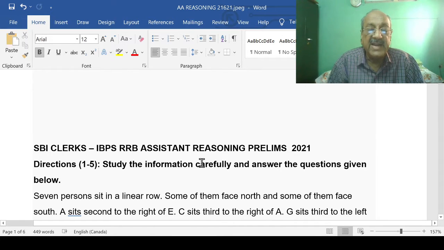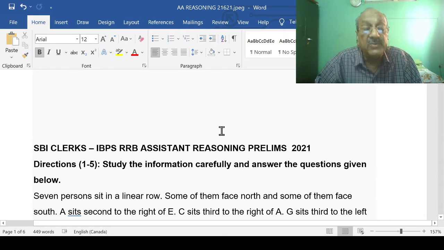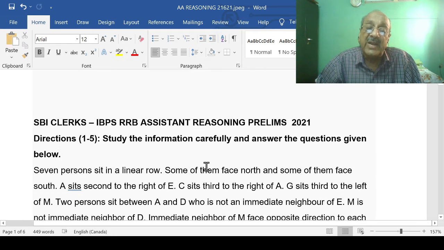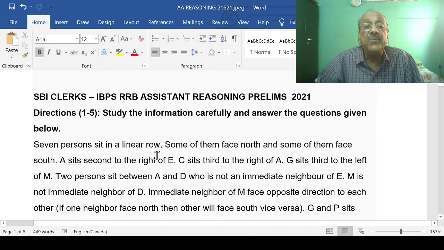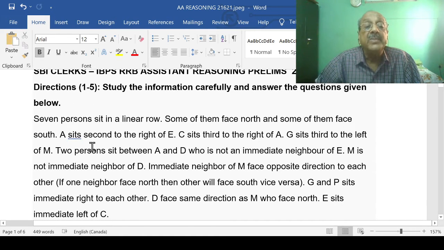Good afternoon, candidates. Today we'll be seeing 10 problems for reasoning prelims, SBI clerks as well as IBPS RRB assistant reasoning. Directions 1 to 5. Study the information carefully and answer the questions given below.